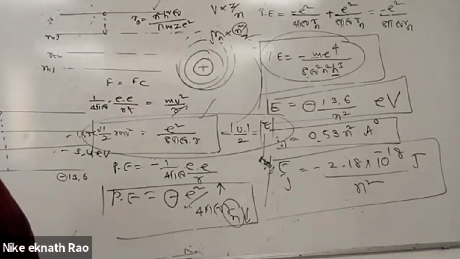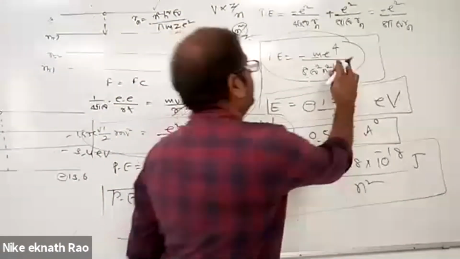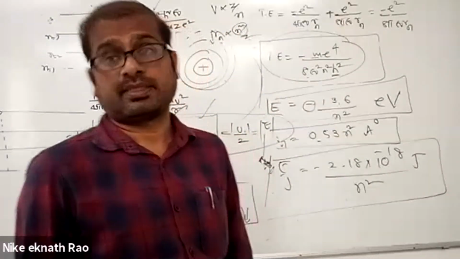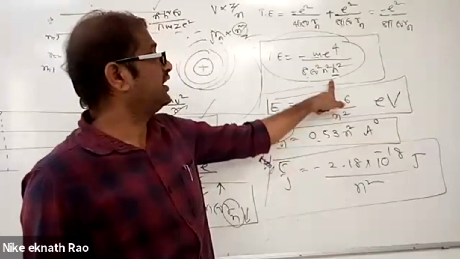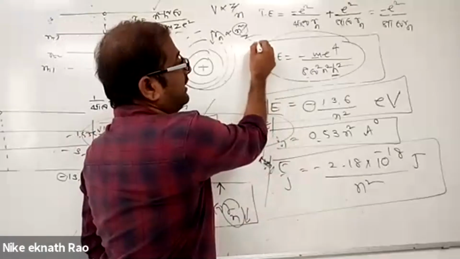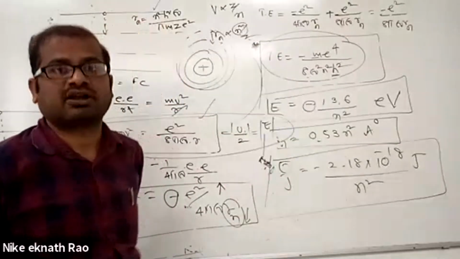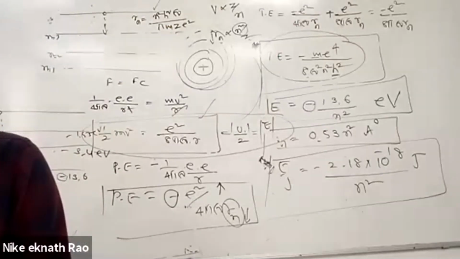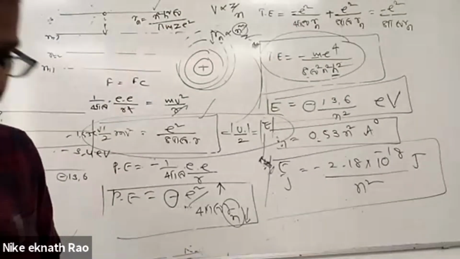Note it down. Minus m e to the power of 4 by 8 epsilon naught square n square h square. Not h cube here, I'm sorry, it will be h square. In the Rydberg constant we will see h cube, but here we get h square only. Keep in mind: minus m e to the power of 4 by 8 epsilon naught square n square h square is the total energy. Next we'll see hydrogen spectra and excitation in different lines.